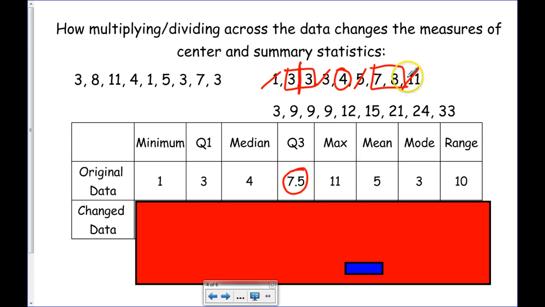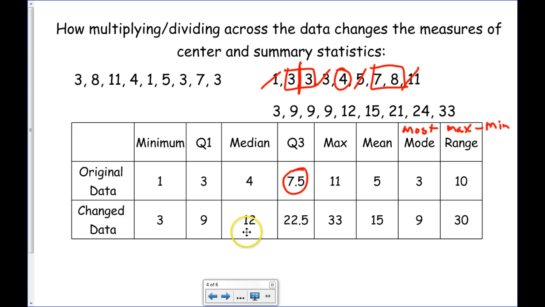The max, the largest number, is 11. The mean in this case, if you add all the numbers up and divide by the number of numbers, which are 9 of them, you will get 5. The mode, remember, is the number you see the most. And in this case, we have 3. And the range is the max minus the min. So we have 11 minus 1, which is 10.